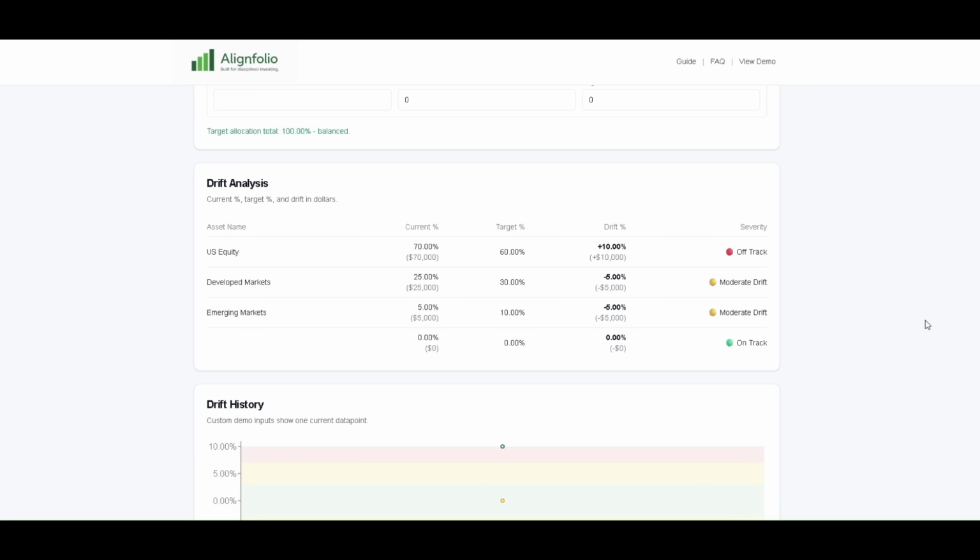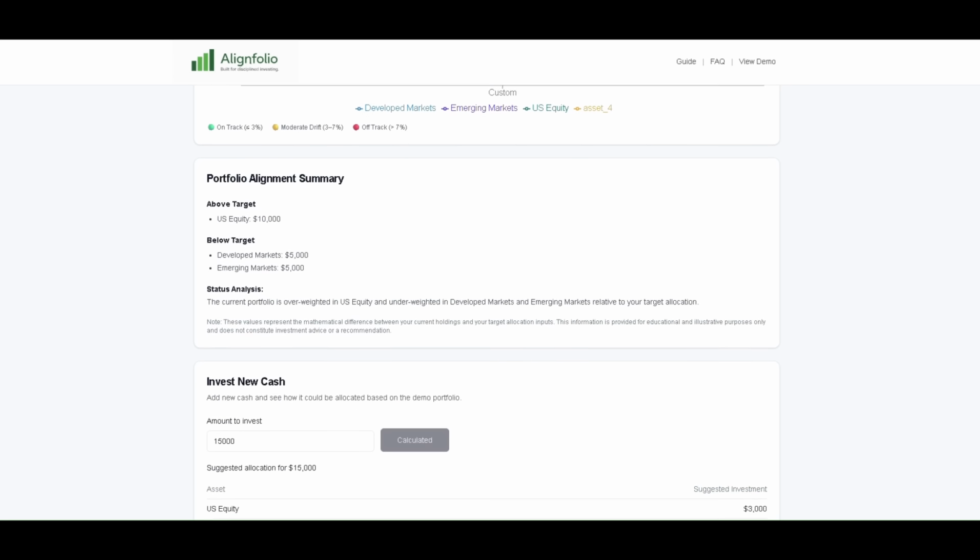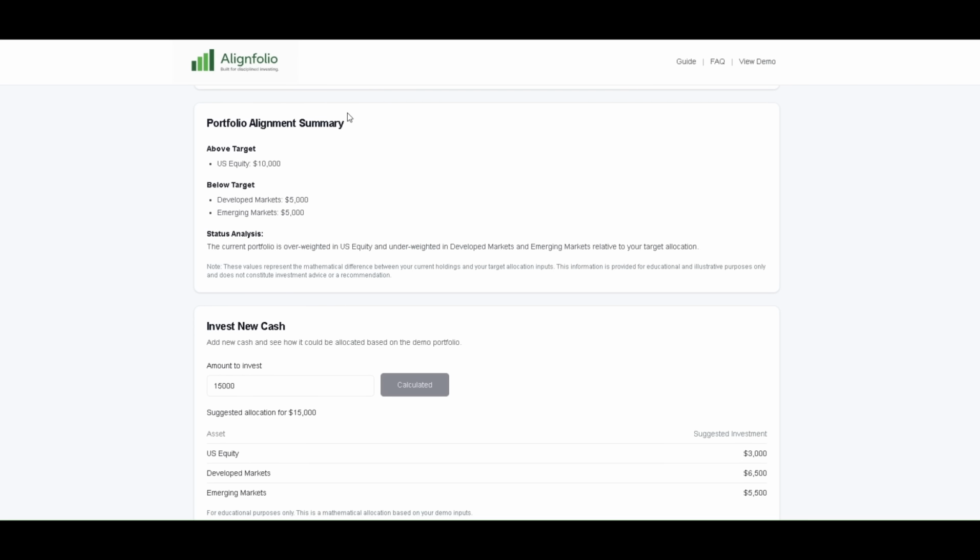The drift analysis section helps visualize exactly how far each asset class has moved away from target. You can immediately see which positions are overweight, which are underweight, and by how much. In this section, you can see a simple summary showing how much the portfolio is currently overweight and underweight. This helps visualize what adjustments may be needed in order to bring the portfolio back toward its target allocation.